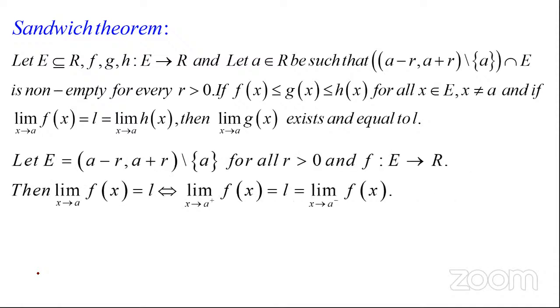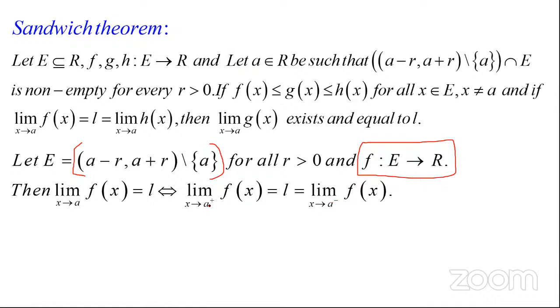Next, let (a − r, a + r) be an interval, sorry, the bracket is missing here, such that set a, for all r greater than 0. From the previous one, a function f maps E to R, then the limit as x tends to a of f(x) equals L if and only if the limit as x tends to a+ of f(x) equals L and the limit as x tends to a− of f(x) equals L.